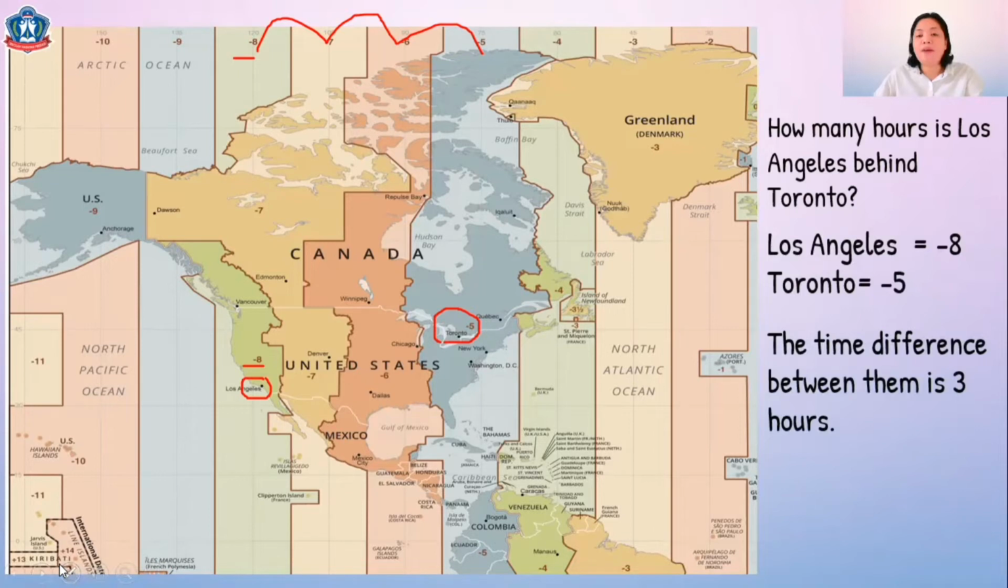So that's how to find, children, the time difference between cities or countries by finding their time zone in our time zone map.